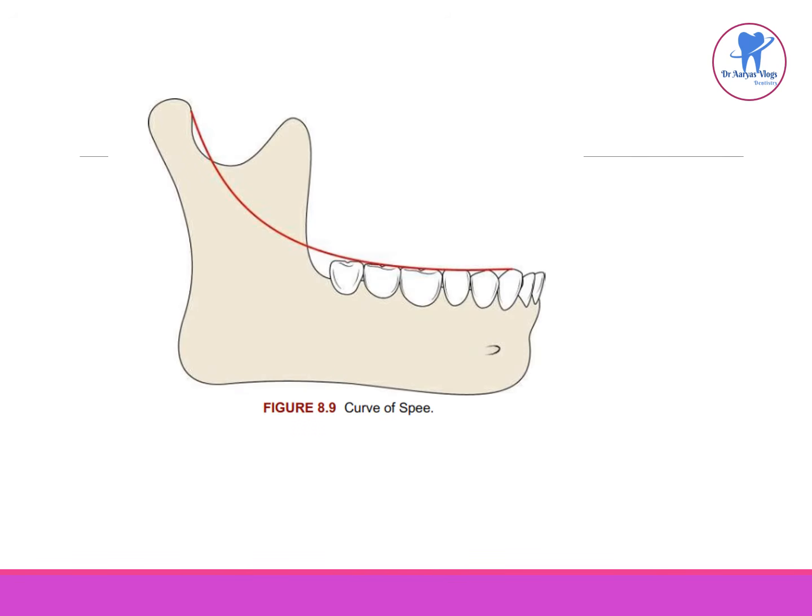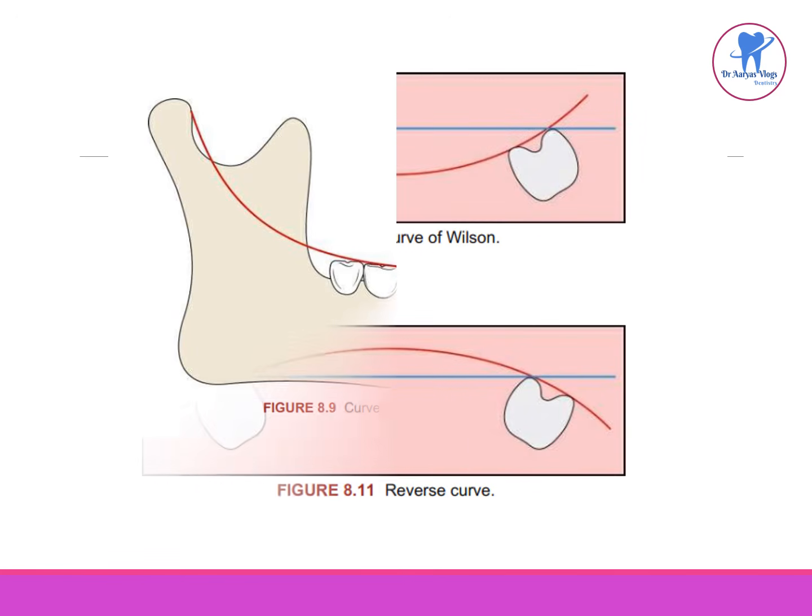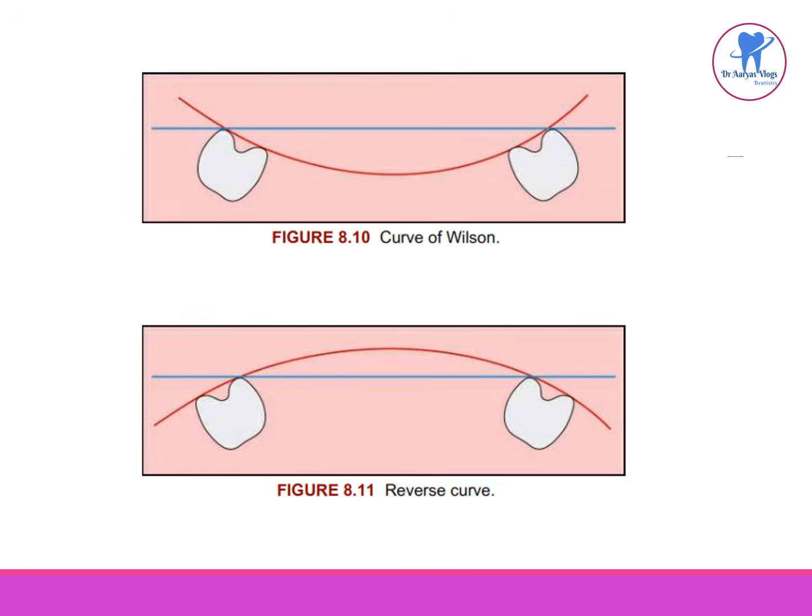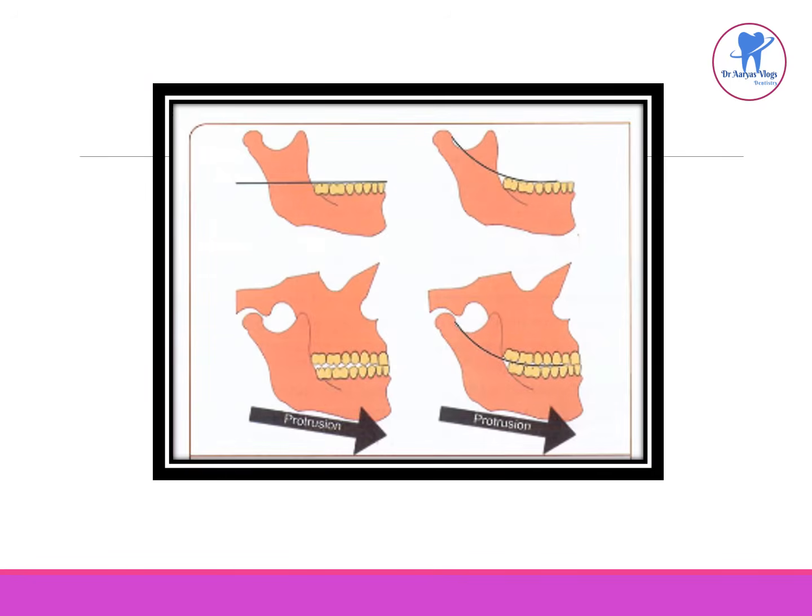This picture shows the curve of Spee. The compensating curves are the most important aspect in balanced occlusion. This is the curve of Spee, this is the curve of Wilson, and this is the reverse curve. The greater the separation of the posterior teeth, the greater must be the compensating curve. The curve of Spee is the most important compensating curve that can establish balanced occlusion. It can be increased to attain contact in the posteriors and hence establish balance.